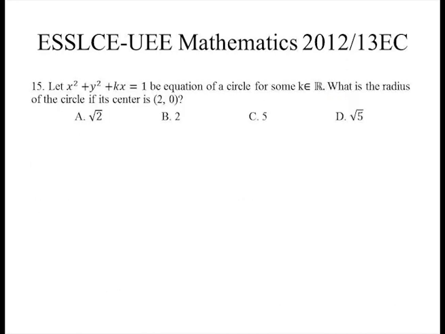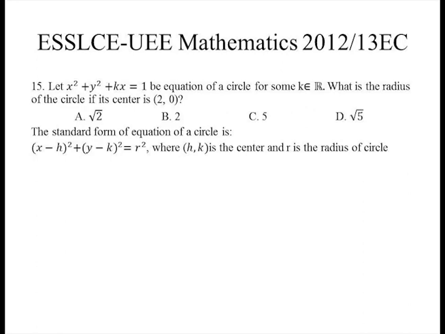Question number 15. Let x squared plus y squared plus kx is equal to 1 be the equation of a circle for some k, an element of the real numbers. What is the radius of the circle if the center is (2, 0)? The standard form of the equation of a circle is (x minus h) squared plus (y minus k) squared is equal to r squared, where (h, k) is the center and r is the radius of the circle.